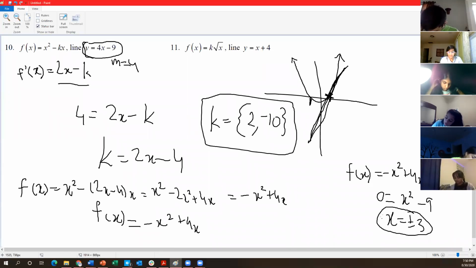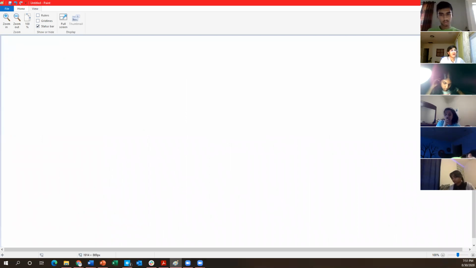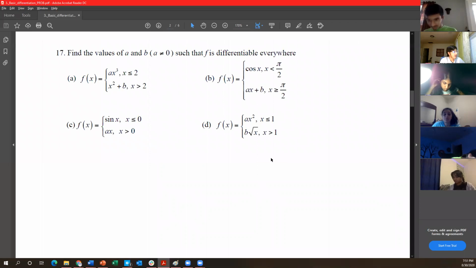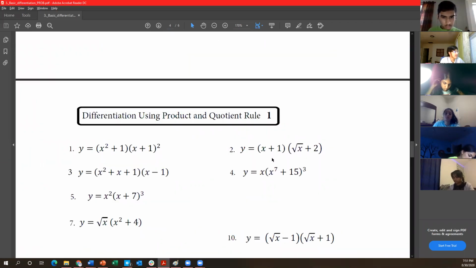Ashwin, do you want me to go over number 11 as well, or do you want to try that on your own? I'll try that. Okay, good. All right. Okay. Anything else in this packet?